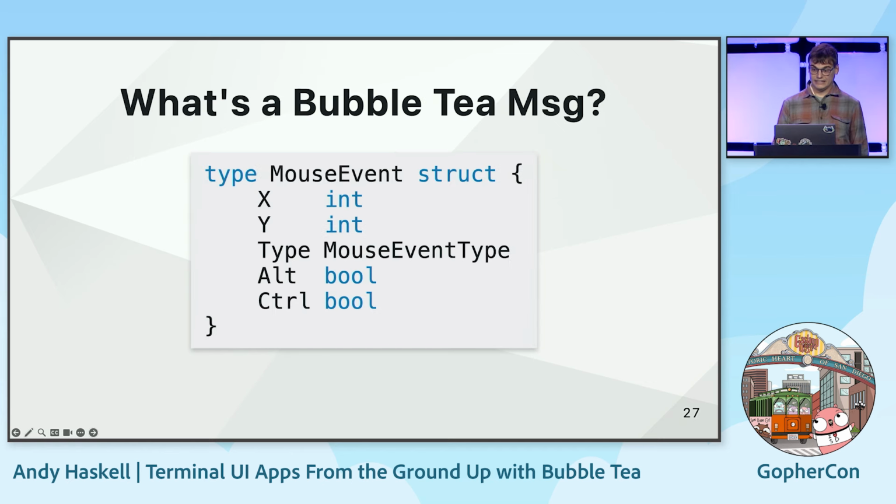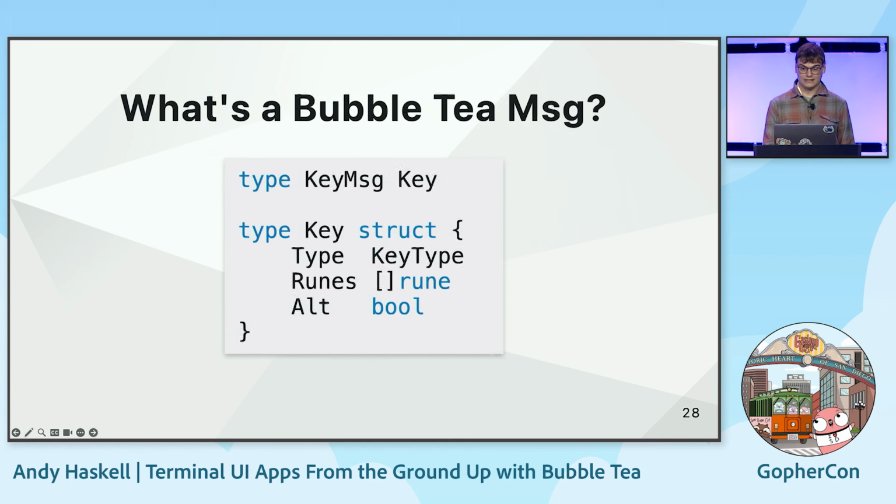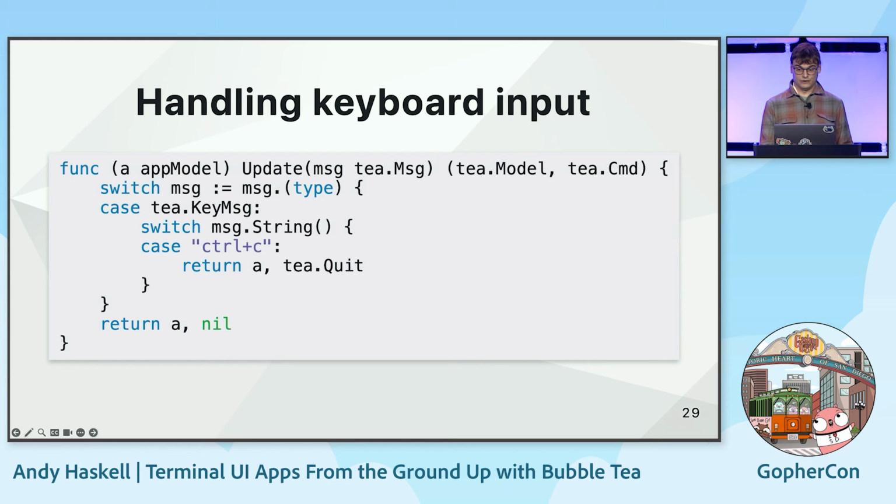I haven't used it yet, but there's also a message type for mouse input, so you can say which cell someone clicked on and whether it was a left click or a right click. And the one we're going to process is a type called key message, which represents either a key or combination of keys that got pressed. So we've already got one for the Control-C combination.